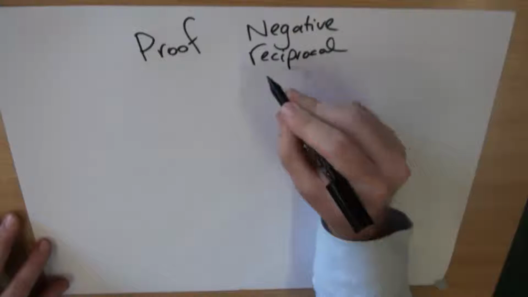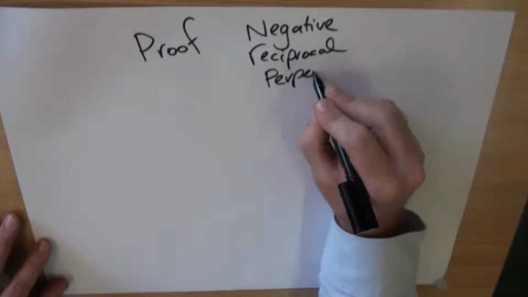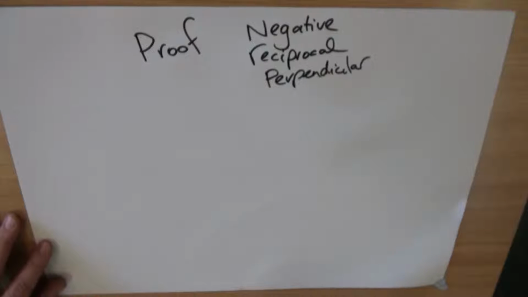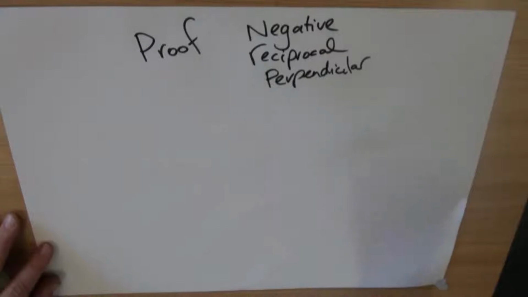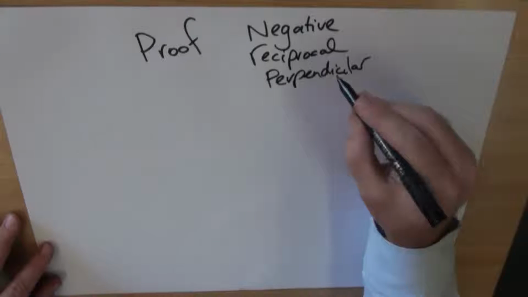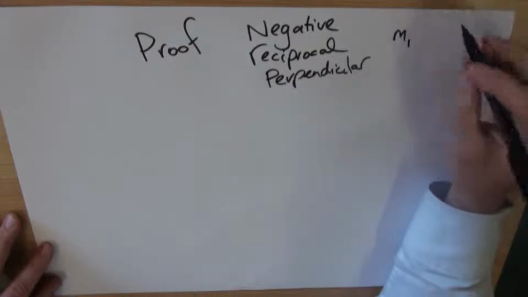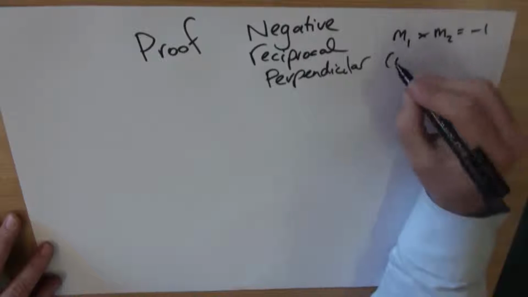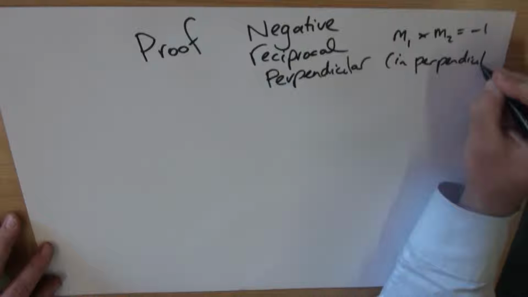Okay, so negative reciprocal in, sorry, not parallel lines, perpendicular lines. Parallel lines have the same gradient, but in perpendicular lines the gradients are negative reciprocals. Okay, negative reciprocal in perpendicular lines, so therefore m1 times m2 should equal minus 1 in perpendicular lines. That's what we're trying to prove today.